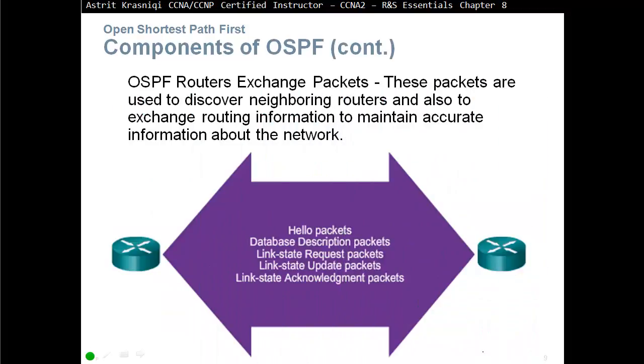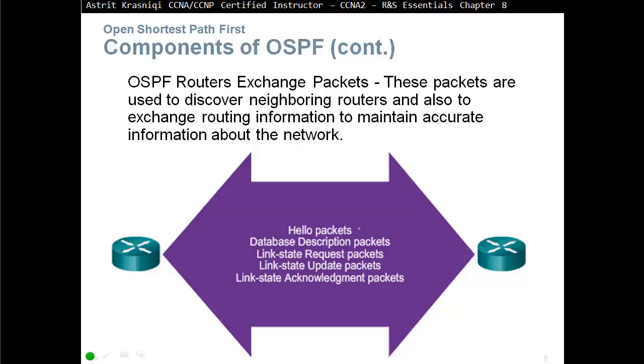This is how OSPF routers exchange packets. These packets are used to discover neighbor routers, to exchange routing information, and to maintain accurate information about their networks. We have 5 packet types in OSPF. We're going to go into more detail later on, but for now, the first packet type is the hello packet. This packet is used to discover the neighbors first and establish adjacency. After we agree on some attributes, then we establish the adjacency.